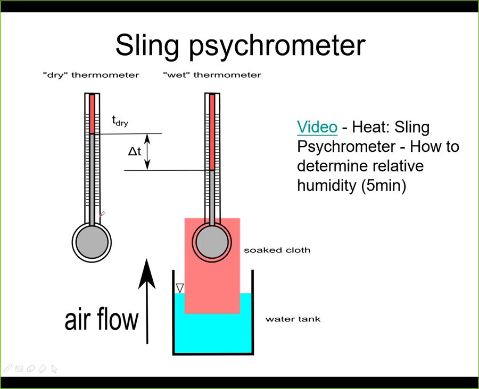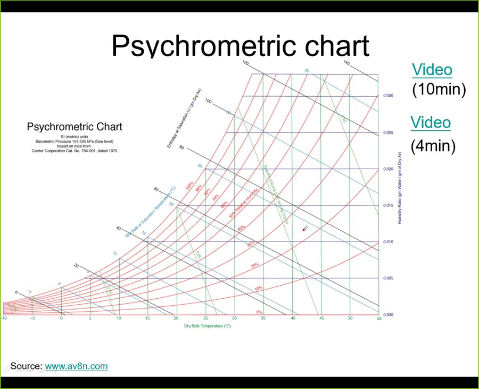So by measuring simply two temperatures in this setup, we can get the actual relative humidity of my air. Let's take a look at this psychrometric chart. So let's say that my dry bulb temperature, it's also called dry bulb and wet bulb, would be, for example, 25.